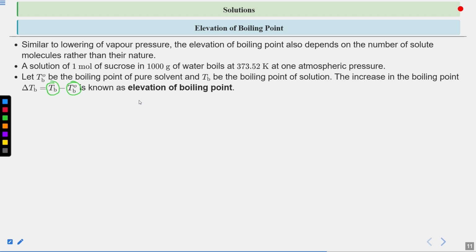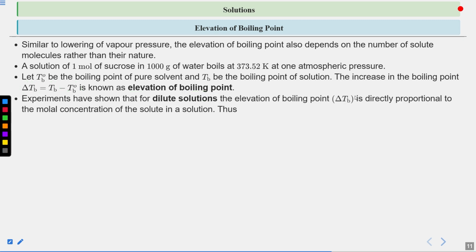Okay. So elevation of boiling point. TB is the boiling point of the solution, and T naught B is the boiling point of the pure solvent. Then the change can be written as TB minus T naught B, which is written as delta TB, and it is found experimentally that this elevation or the increase in boiling point is directly proportional to the molal concentration or the molality. So we can write the change in boiling point is directly proportional to molality.